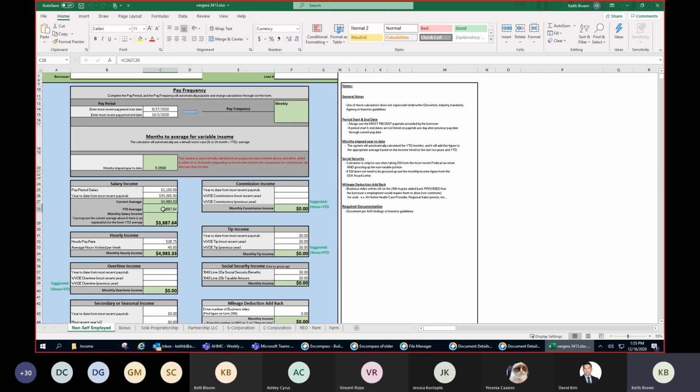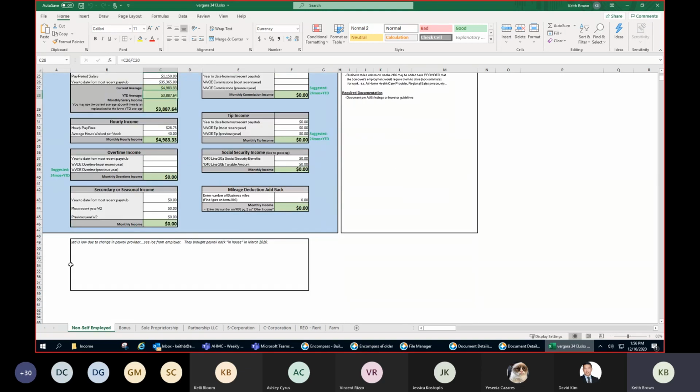So in the end, what happened was I got a letter of explanation that they changed payroll providers. All right. And there was a new payroll provider that was here for a couple of months, and that's fine. And then I just put a comment in the thing here. Year to date is low due to change in payroll provider. See letter of explanation from the employer, which is in the file. They brought payroll back in-house in March of 2020.